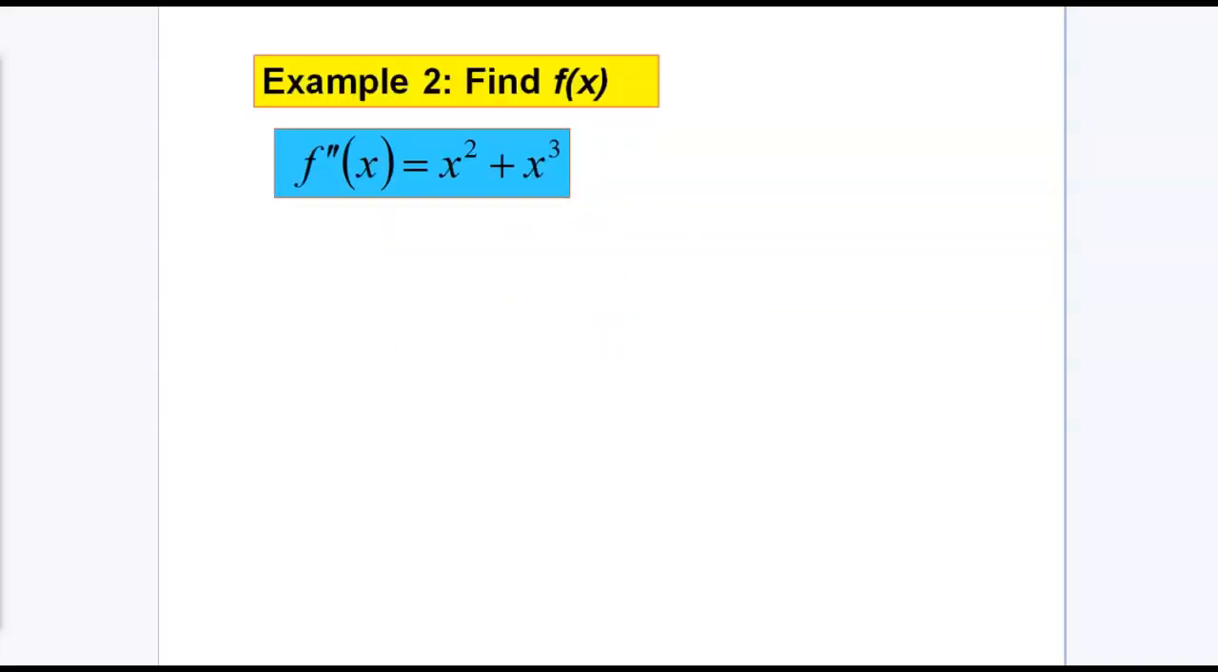Okay, this time we have f double prime of x, and we're asked to find f of x. What we need to do here, first of all, to find f prime, is take the integral of f double prime, which is x squared plus x cubed dx.